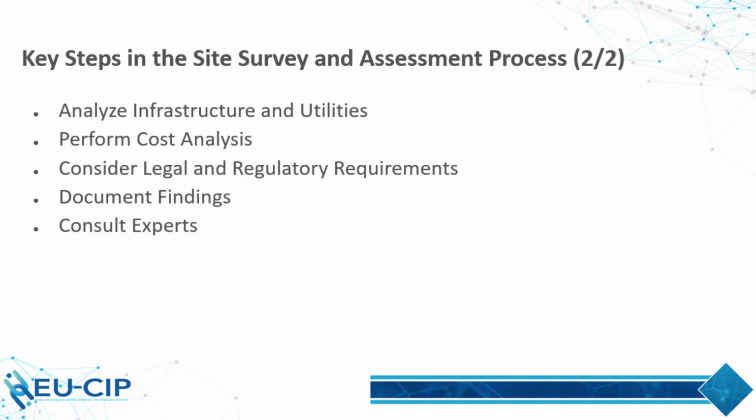7. Perform cost analysis. Estimate the costs associated with the project based on the site conditions and requirements. Consider factors such as land purchase, construction materials, labor costs, utility connections, and any necessary permits or licenses.